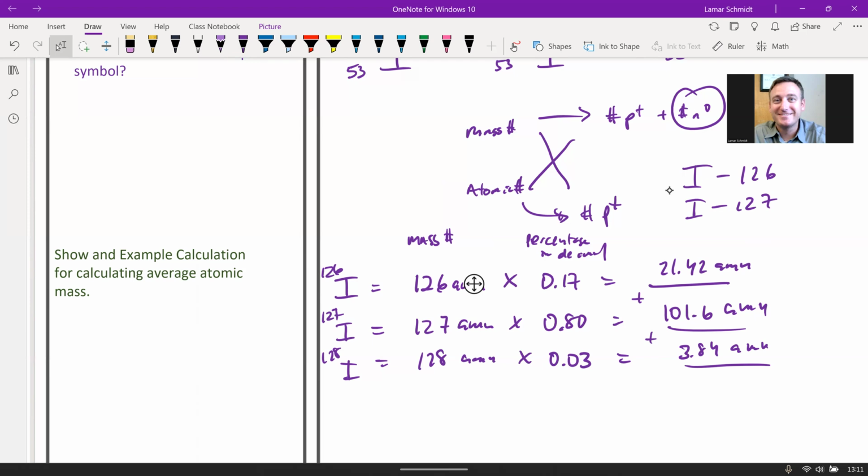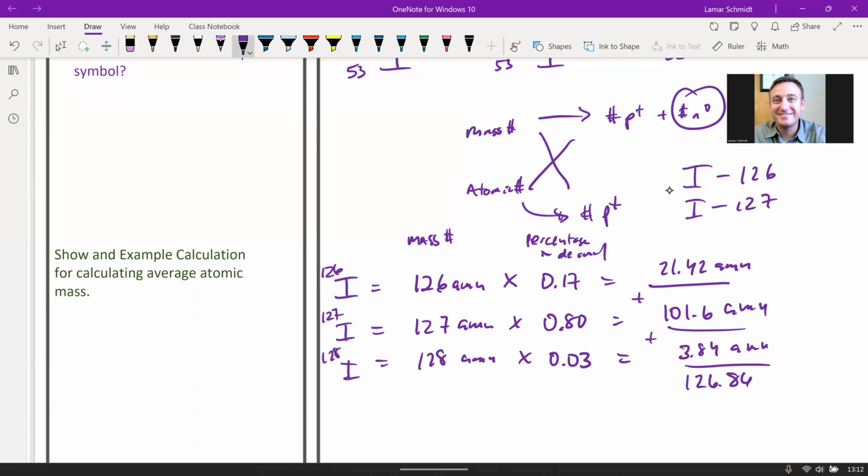101.6. There we go. We get 126.86. Is that what y'all got? 126.86. All right, now that should be something very similar to what you have on your periodic table for iodine. Now, what we have here on our periodic table, at least the one on this board, I don't know what it says on your one for AP, but it says 126.90.